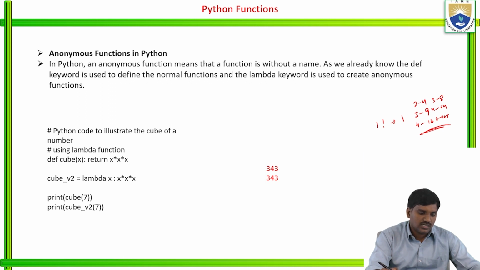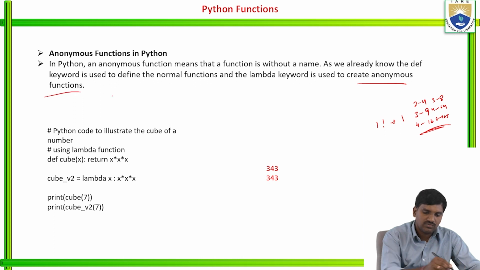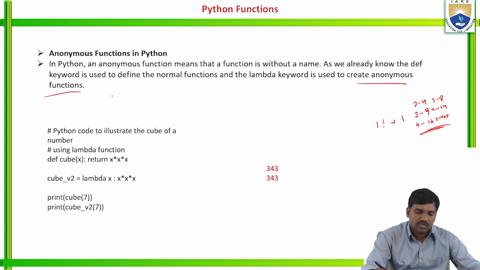We already know the def keyword is used to define normal functions, and the lambda keyword is used to create an anonymous function. To create an anonymous function, we just use lambda, like that. So, nothing but a square, a cube.